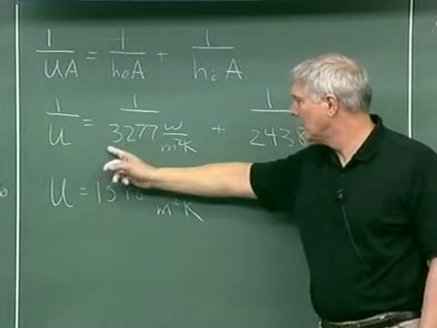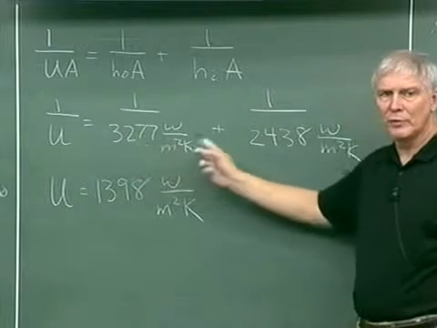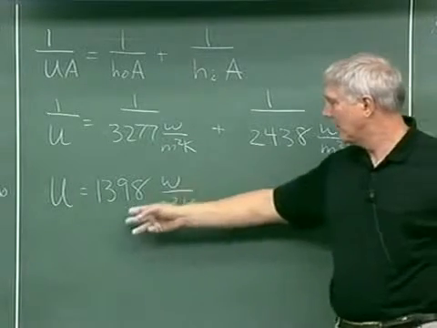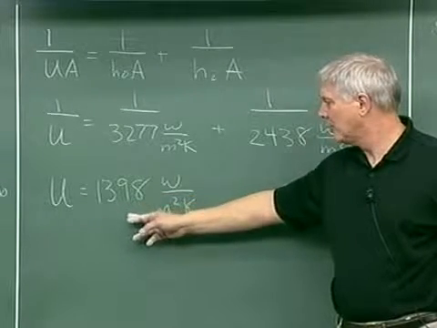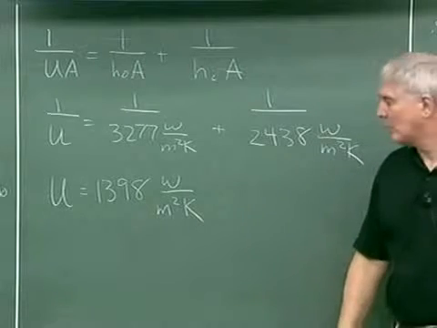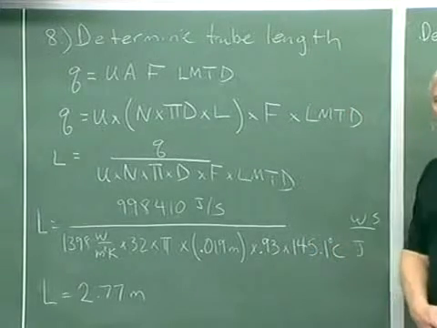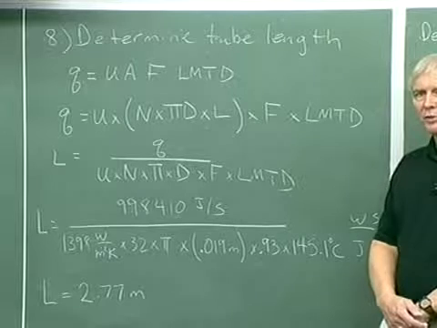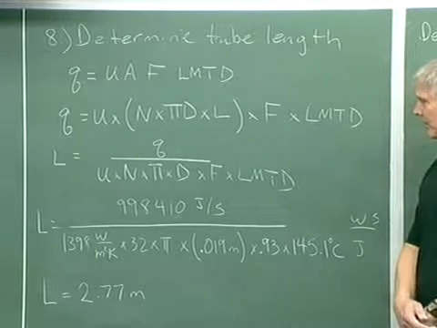So we can just plug in the heat transfer coefficients that we calculated. For the outer, it was 3277. For the inner, it was 2438. So we add them together, and then we take the inverse, and we get the overall heat transfer coefficient is 1398 watts per meter squared K. Okay, now that we have that, we're ready to determine the dimensions, and the dimension of interest here is the tube length.